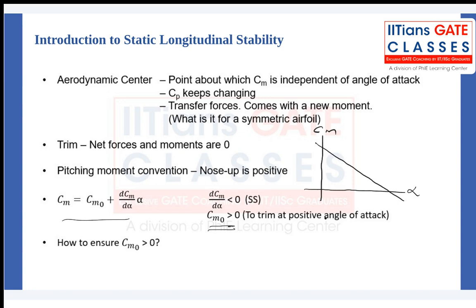We had seen two ways to ensure Cm naught greater than 0. Does anybody remember? Can you recall and let me know what were the two ways to ensure Cm naught greater than 0? Positive CMAC, yes. For that, what kind of airfoil will we use? A reflex airfoil, right? So we had introduced this concept. It was the reflex airfoil. All right, so let's just move ahead.